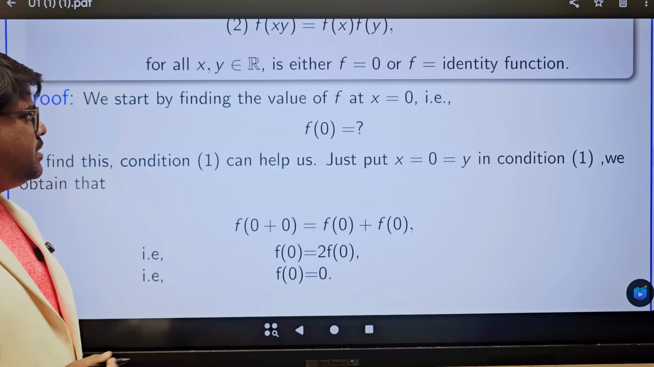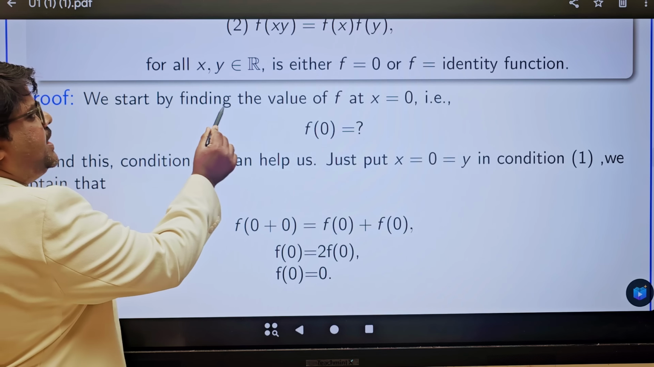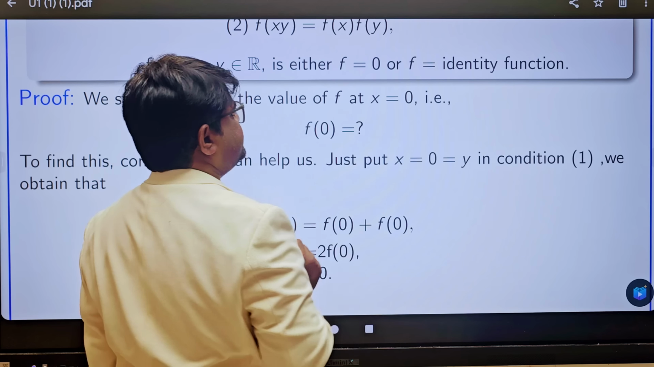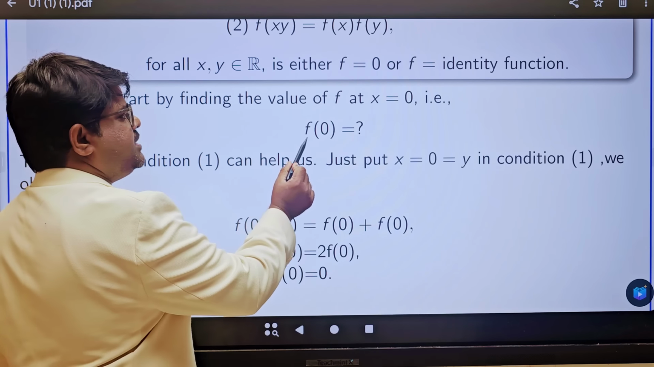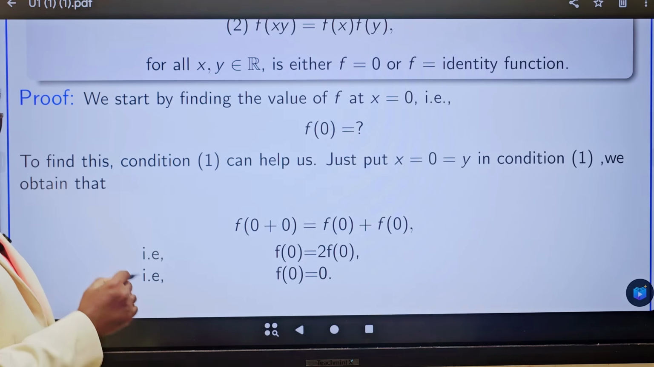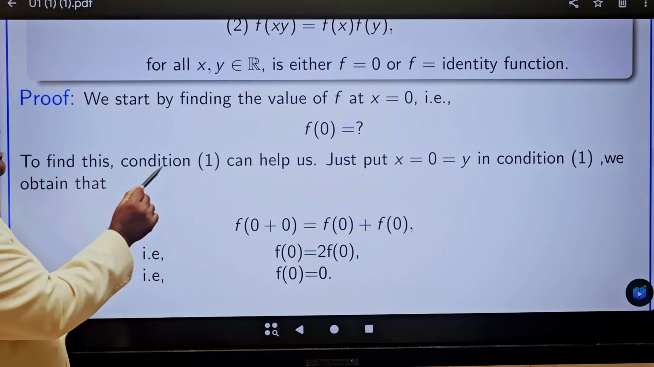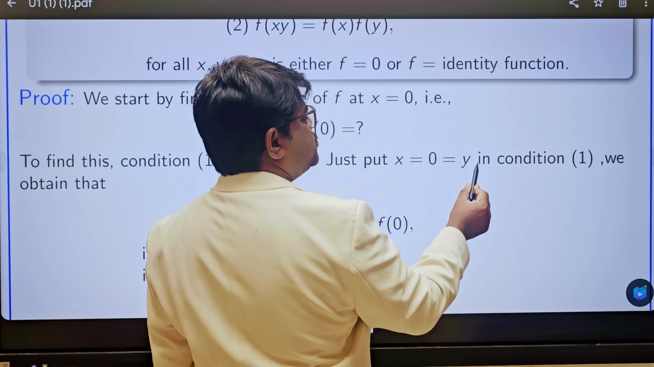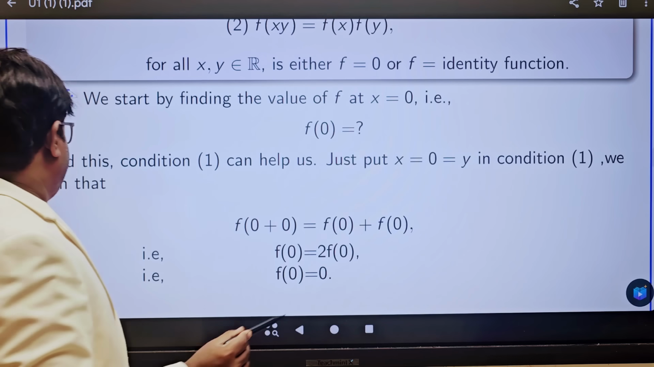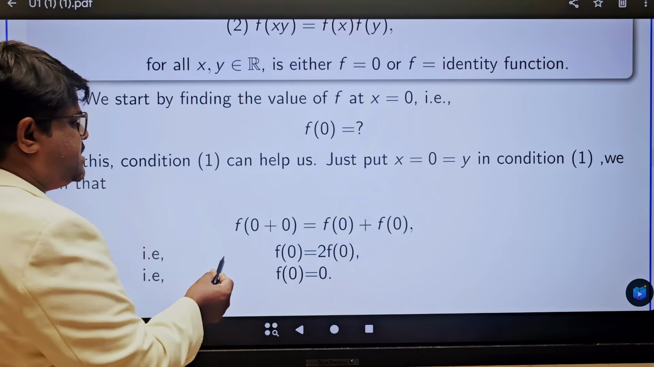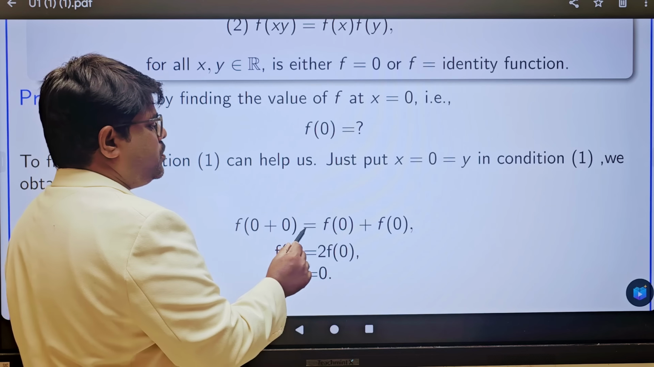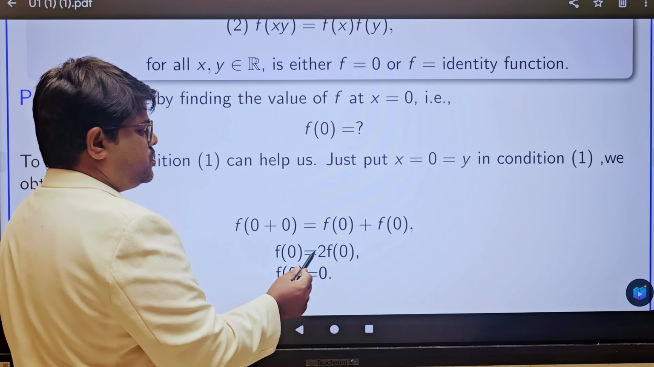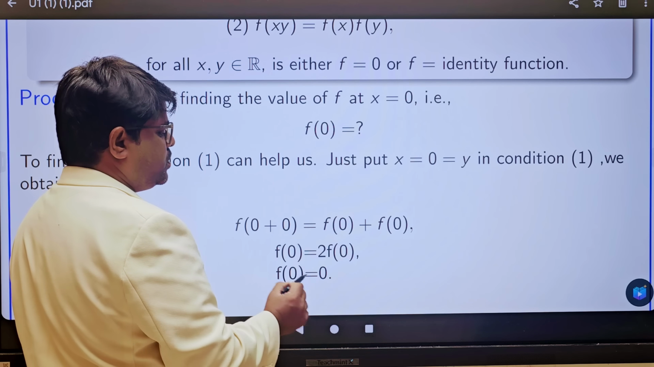Look at the answer. We start by finding the value of the function f at x equal to 0, that is, f of 0 is how much? To find this, condition 1 can help us. Just put x equals 0 and y equals 0 in condition 1, we obtain f of 0 plus 0 equals f of 0 plus f of 0, so f of 0 equals 2f of 0, hence f of 0 equals 0.